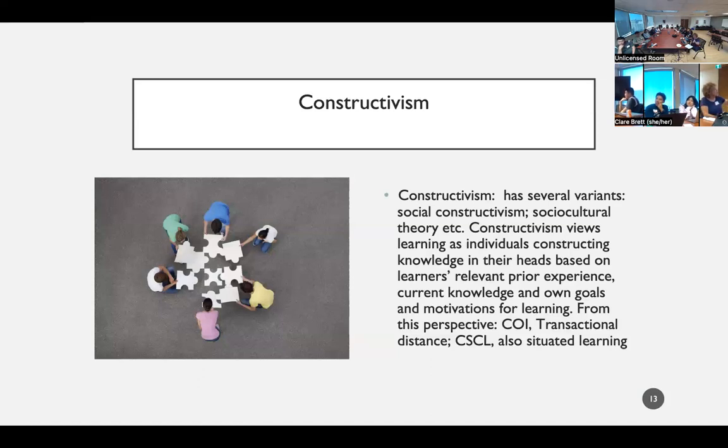So there are different theories, and different instructional models, I'm sorry, that come out of these theories, like community of inquiry, COI. We're going to look at that in the course. Transactional distance is another theory which some of you may have experienced before. Computer-supported collaborative learning, that's what CSCL is.